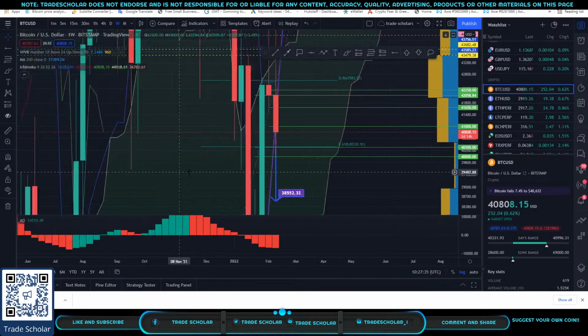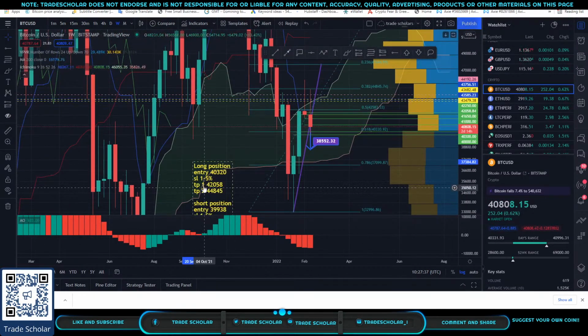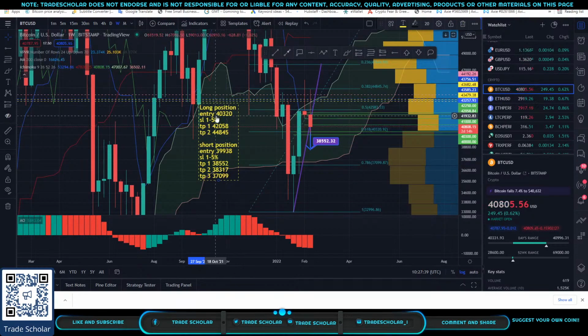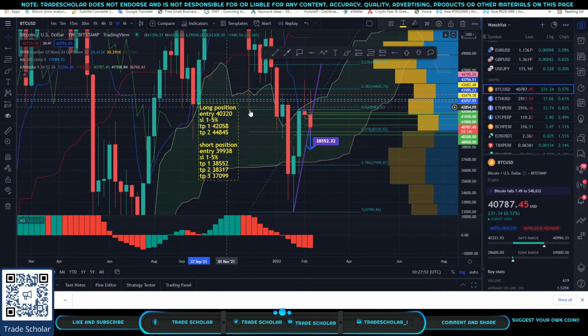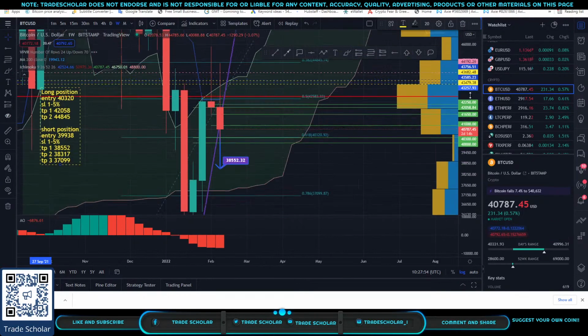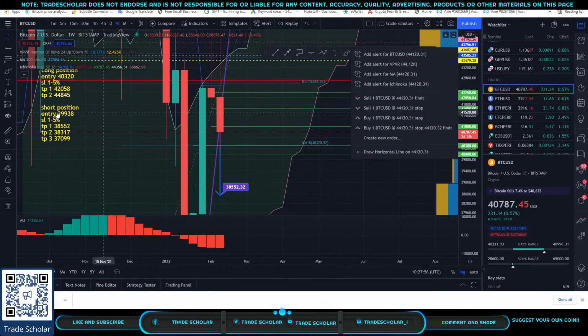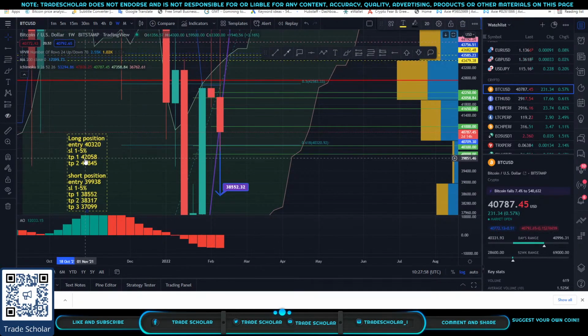Okay, so if you have my signal with you in the morning, I gave you a signal of 40,320 entry, long position. I told you if it breaks below, then 39,938 for the short position. So this is our entry for the long, and if you entered it, then you are already in profit for long position, because that's already the bouncing area.